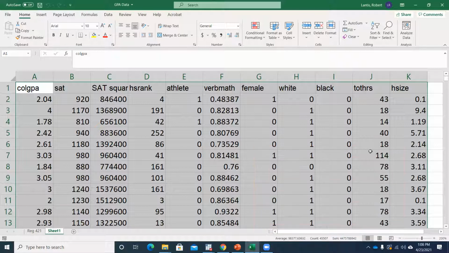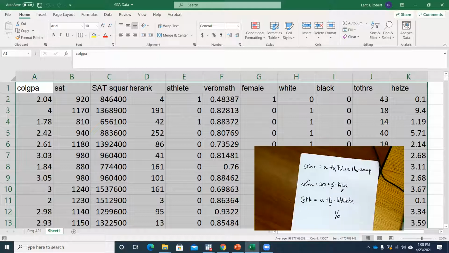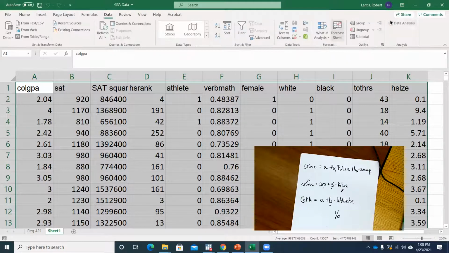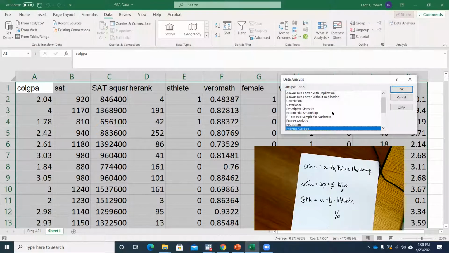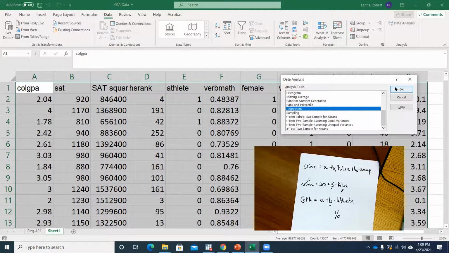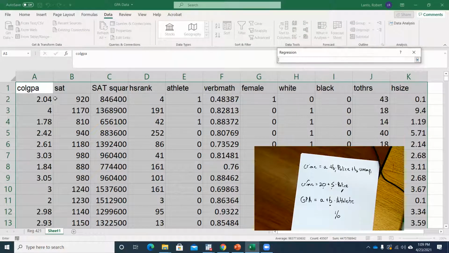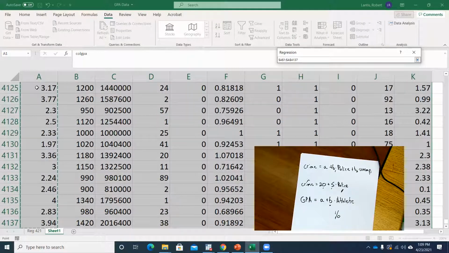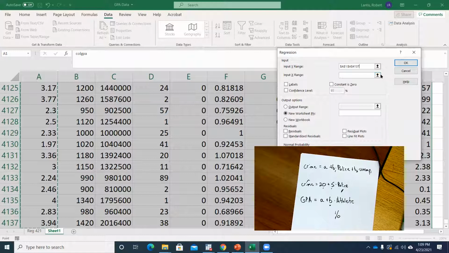So we go to, I guess I can leave this up here. We go to our data tab, data analysis, scroll down to regression. Our Y variable is college GPA. So Control Shift or Command Shift on a Mac, select that, enter.